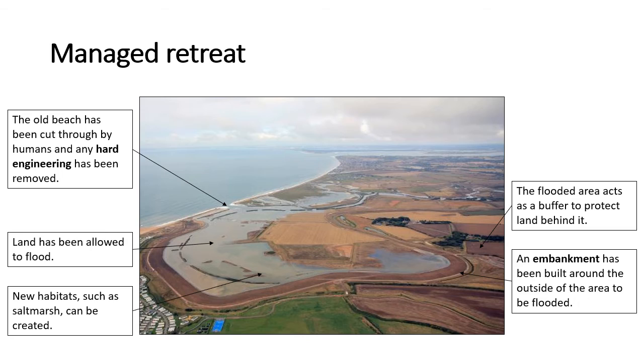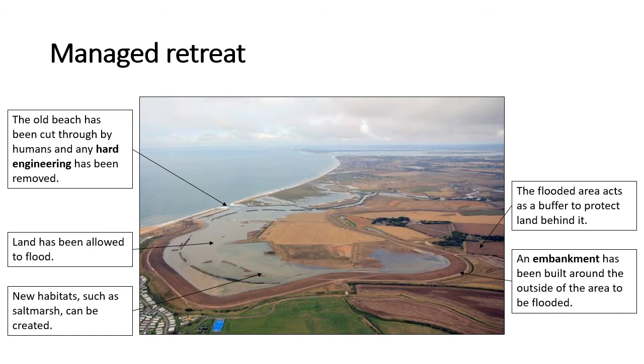And here's that word from the Dunau: an embankment has been built around the area outside of the area to be flooded. So obviously what we don't want is land to be flooded that we want protected. So in the bottom left you can see what looks like a caravan park. That needs to be protected. That's encouraging tourism to this area and helping the economy. So we want to protect that. So the embankment is there to ensure that no further erosion happens.